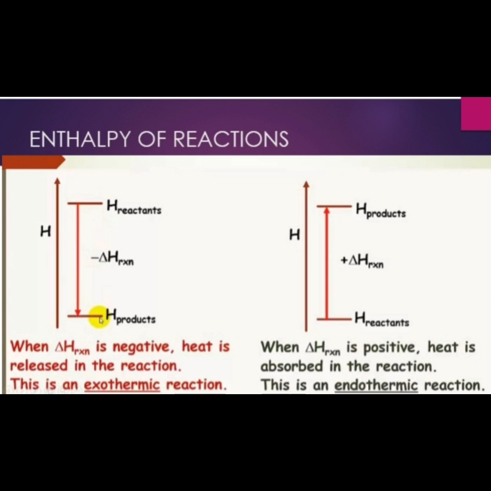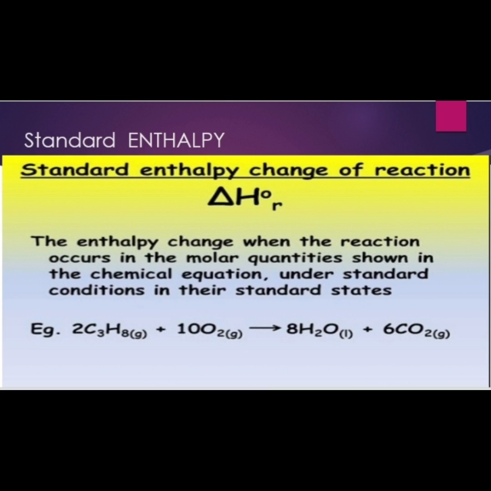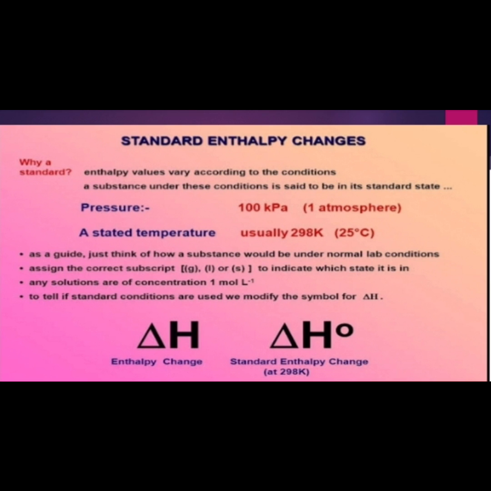These enthalpy changes are represented by the diagram. The standard enthalpy of a reaction is defined as the enthalpy change which occurs when the number of moles of reactants, as indicated by the balanced chemical equation, react together completely to give the products under standard conditions, 25 degrees centigrade and 1 atmosphere pressure. All the reactants and products must be in their standard physical states.